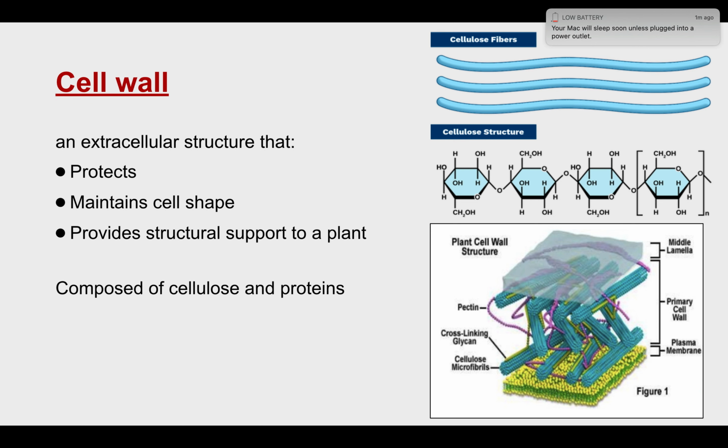It's a structure that helps to maintain the cell shape, and provides structural support to a plant, so it's kind of providing a skeletal support system for the plant here. It can also help protect the plant. It can also help with things moving in and out of these cells. Now these cell walls are composed of the molecule cellulose, with other proteins embedded in it as well, but primarily cellulose. The cellulose comes in these long fibers.